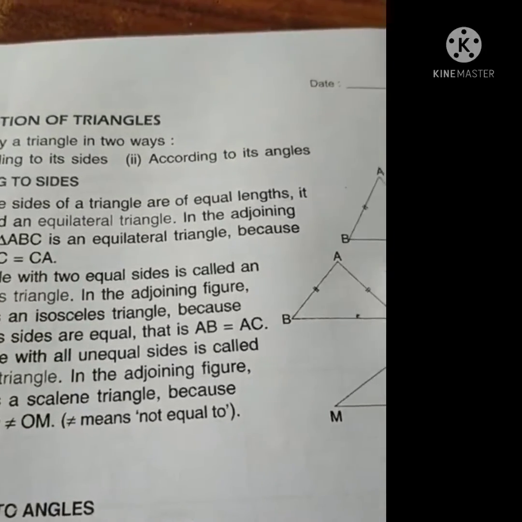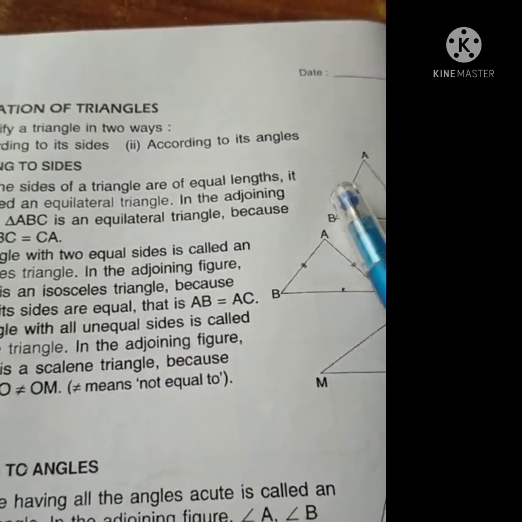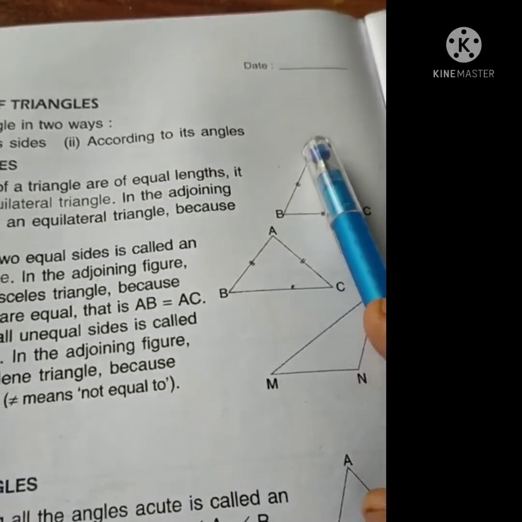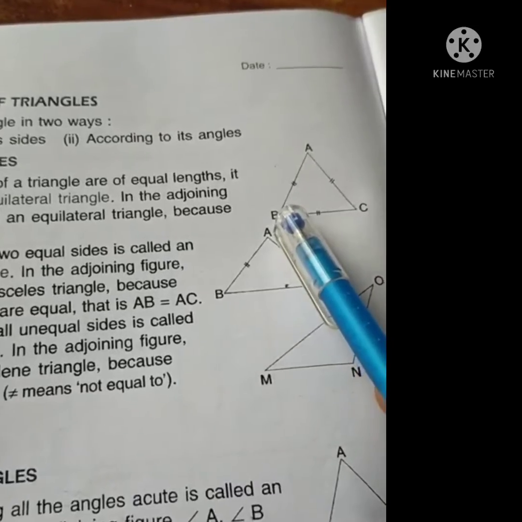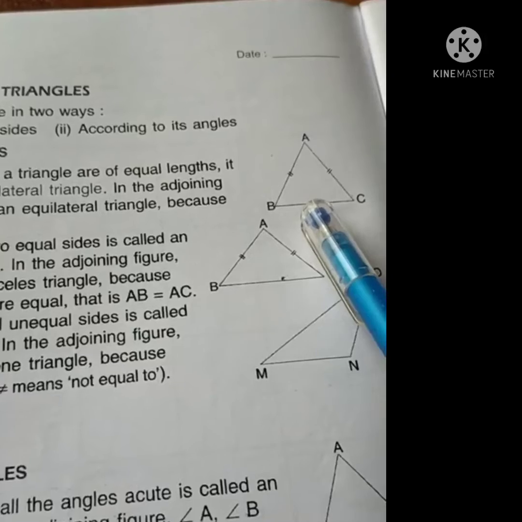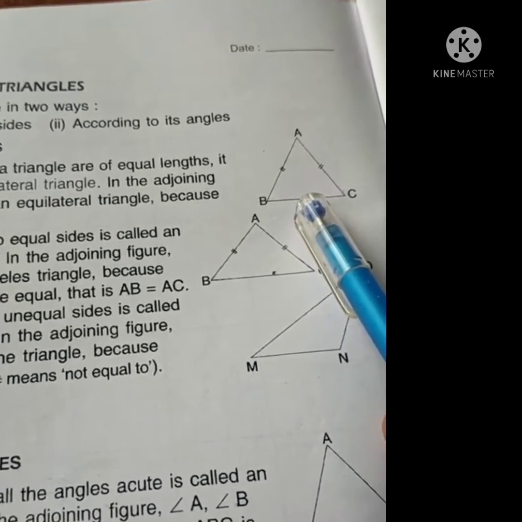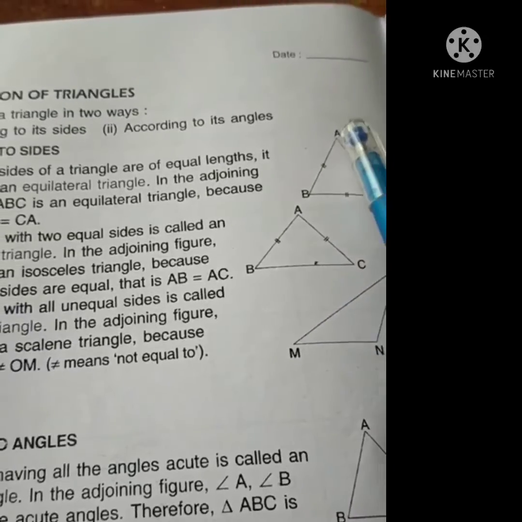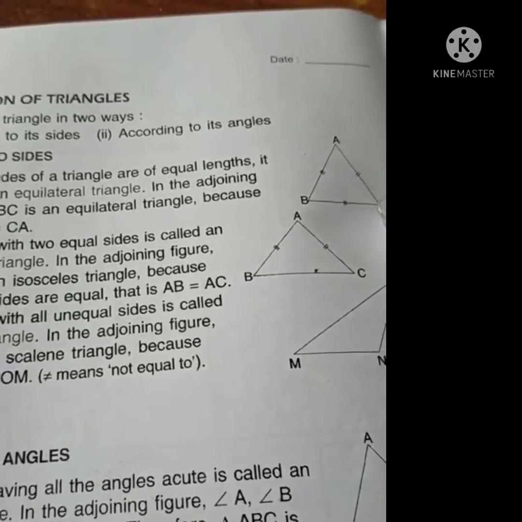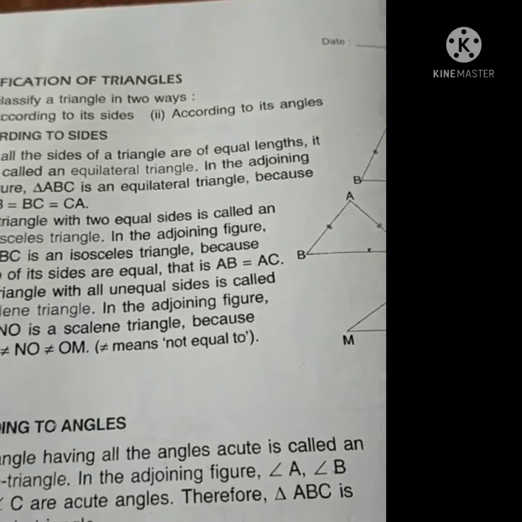Now if all the sides of a triangle are equal, then it is known as an equilateral triangle. अगर जो साइड्स हैं ये सारी इक्वल हैं, इक्वल लेंथ की हैं, all the 3 sides are of equal length, then this is an equilateral triangle. So side AB equal to side BC equal to side AC. So this is an equilateral triangle.